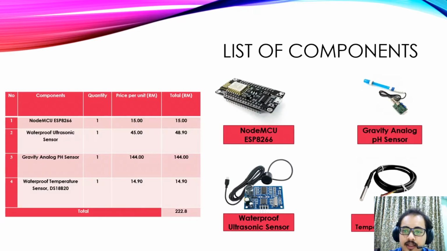These are the list of components for the project, which are the NodeMCU ESP8266, which acts as a microcontroller. Then we have the waterproof ultrasonic sensor. We also have the gravity analog pH sensor, and lastly we have the DS18B20 temperature sensor. The cost for all of these components is 228 ringgit 80 sen.